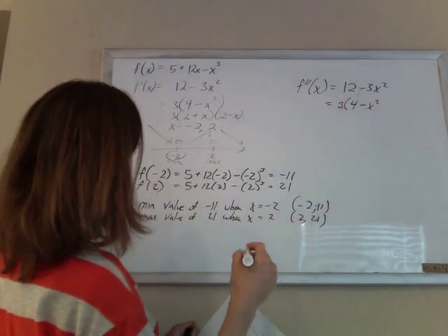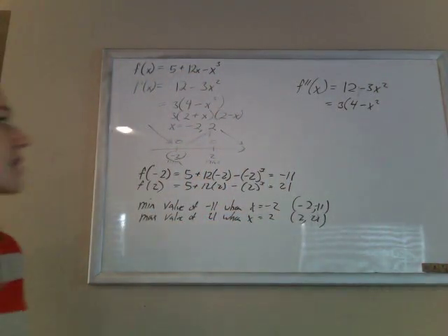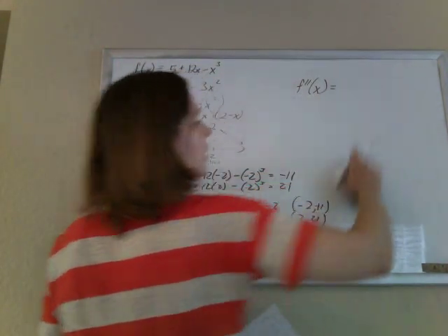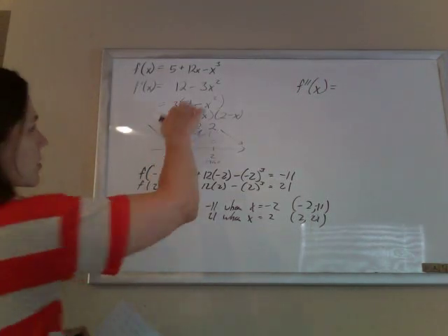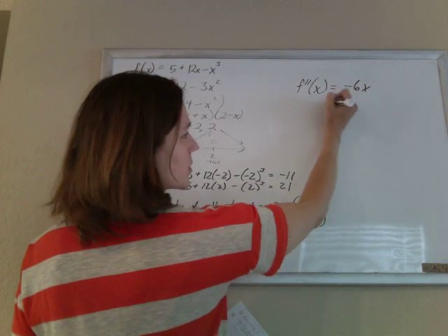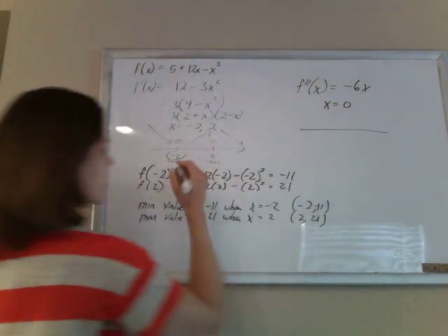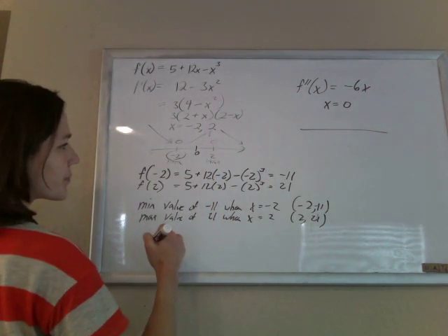Whoops, I was supposed to take the second derivative of that one there. That's the first derivative again. So second derivative, taking the derivative of this, that's just negative 6x. This will only equal 0 when x is 0. So sometimes I put it right on here.